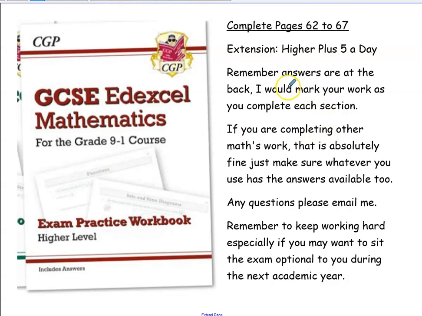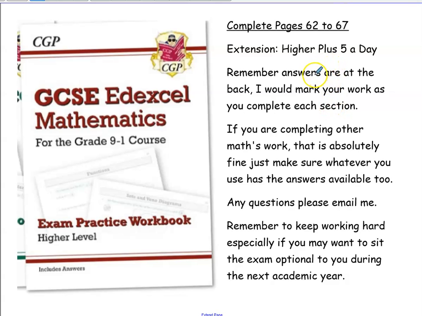So today we are doing a little bit more of rates of change. So you're going to be looking at density and pressure on pages 62 and 63. But then after that, on page 64, we're going on to geometry. Okay, so we're going to be looking at geometry and polygons and things like that.